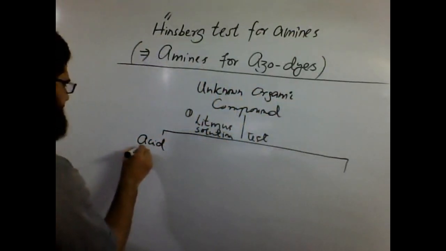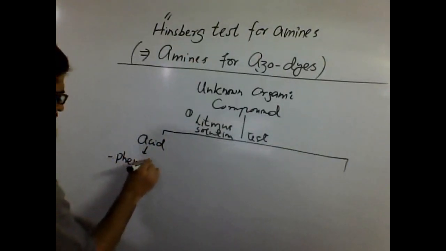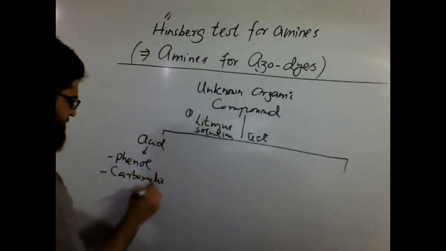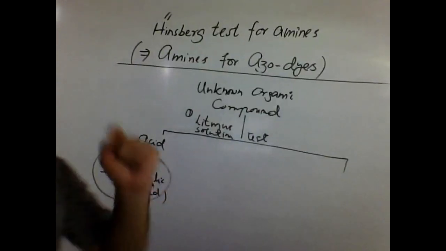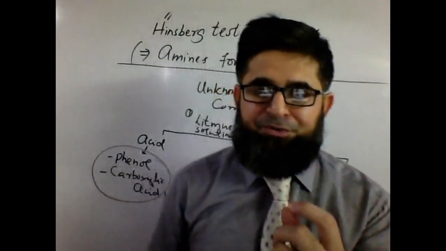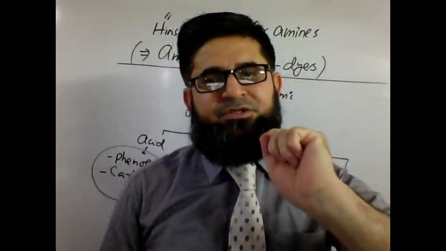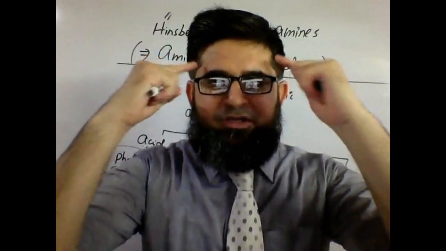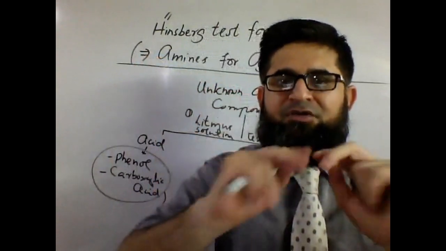Once you perform that and your litmus solution suggests the given compound is an acid, then the acid could be only two things: either a phenol or a carboxylic acid. Two possibilities only. Once an unknown compound is given to you and you start off with litmus solution, and the litmus solution suggests the given compound is an acid, then two things should come to your mind: either the given compound is phenol or it's a carboxylic acid. No other category at your level.